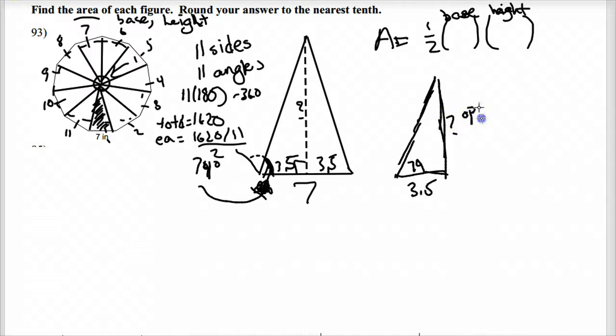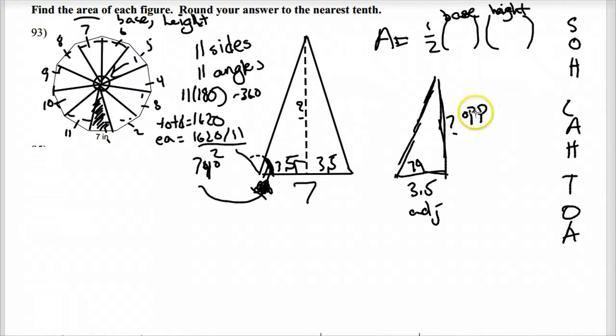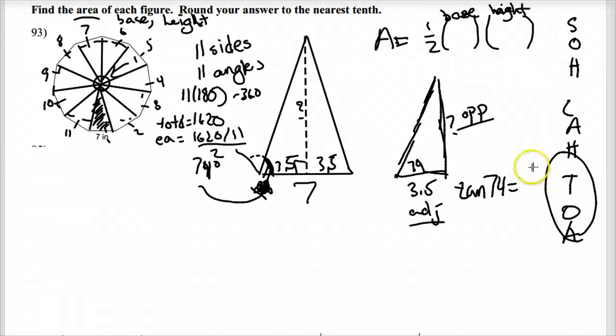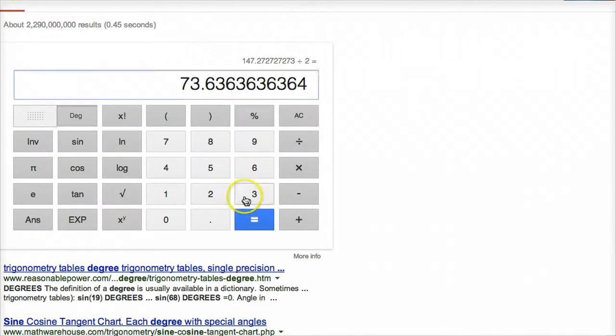Well, that gives me the opposite side and the adjacent side and an angle. So if I'm thinking of my SOHCAHTOA pattern, which one of these uses the opposite and the adjacent? Well, that would be the TOA combination. So tangent 74 equals the opposite, which is our height, we don't know what that is, over 3.5. Now to solve that, you multiply 3.5 to both sides. 3.5 times tangent 74 equals our question mark. Let's see where that takes us. So that's 3.5 times tangent of 74. There we go. Equals 12.2. So the height then is 12.2.